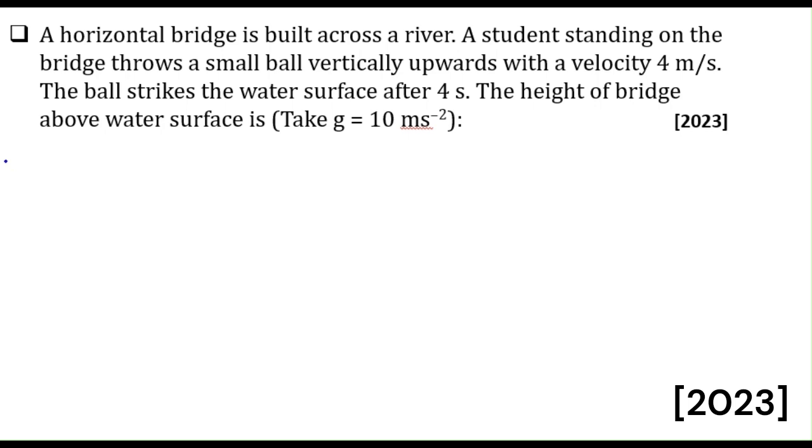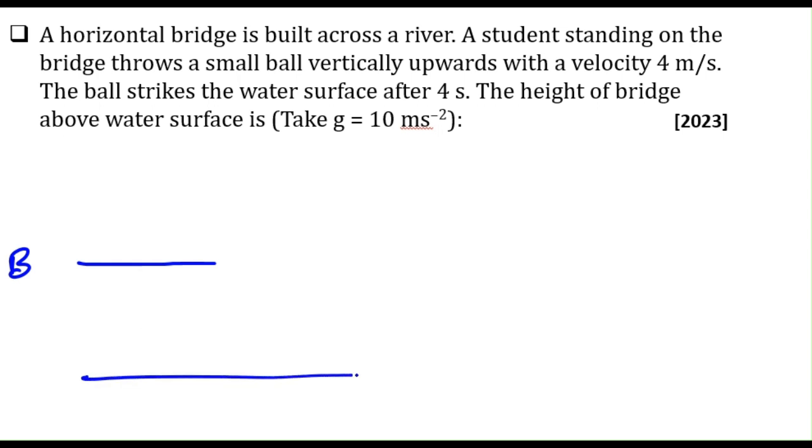Here we have a question. A horizontal bridge is built across a river, and a student standing on the bridge throws a small ball vertically upwards with a velocity of 4 meter per second. Let's say this is the level of the bridge and this is the level of the water surface in the river. And from here, let's say the small ball is thrown vertically upwards with an initial velocity of 4 meter per second.